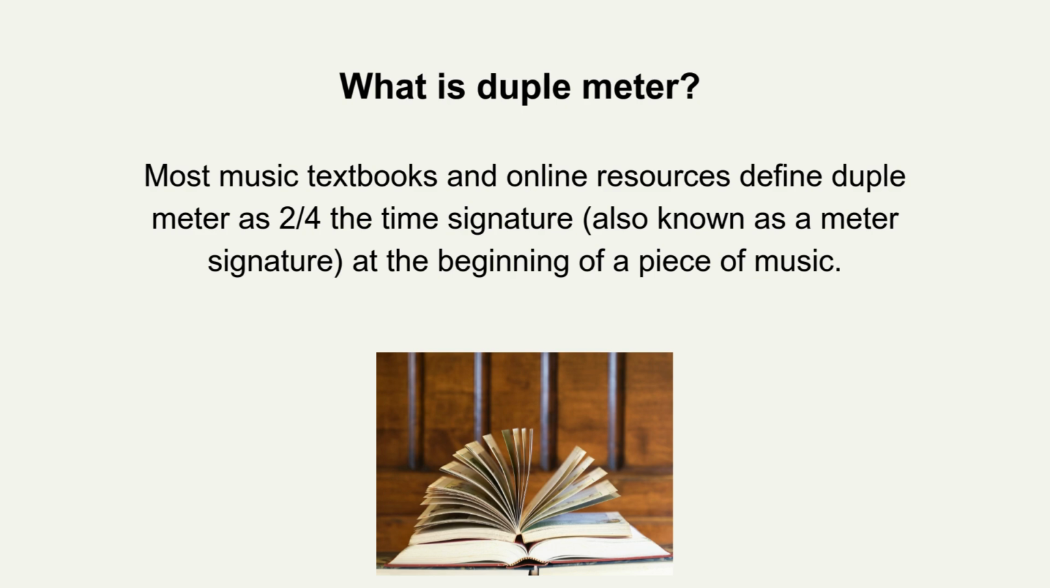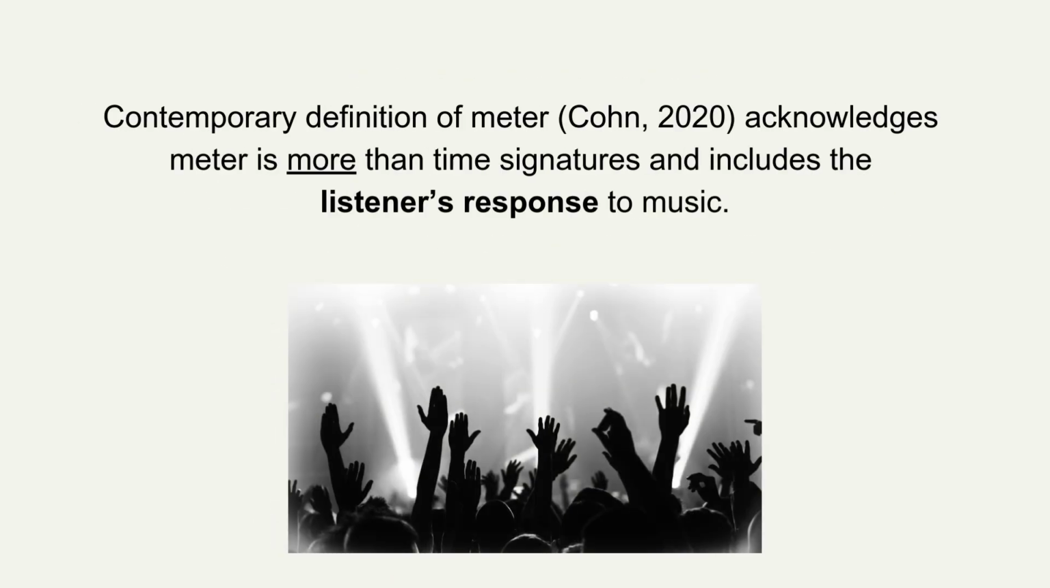So what is duple meter? Most music textbooks and online resources define duple meter as 2/4, the time signature, also known as a meter signature, at the beginning of a piece of music. The contemporary definition of meter acknowledges meter is more than time signatures and includes the listener's response to music.